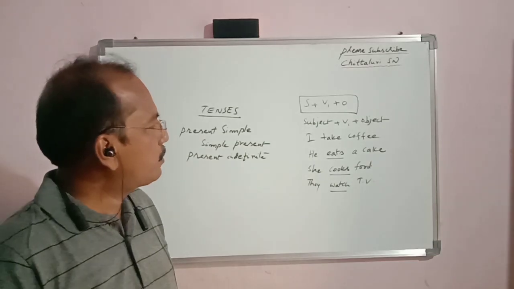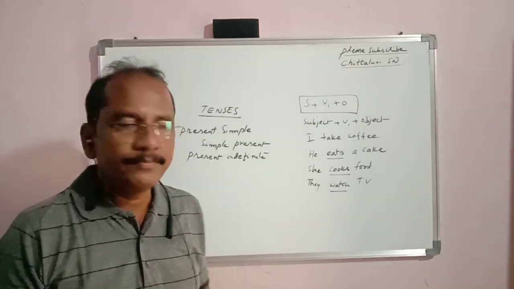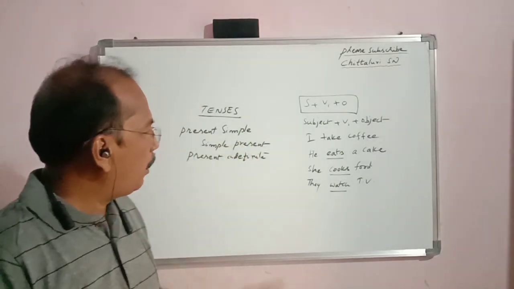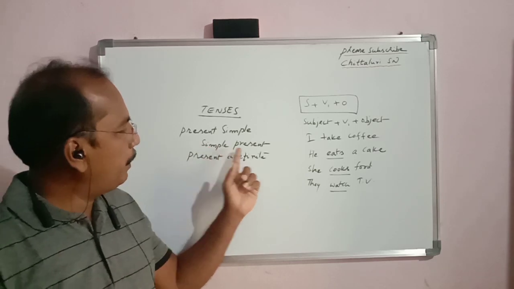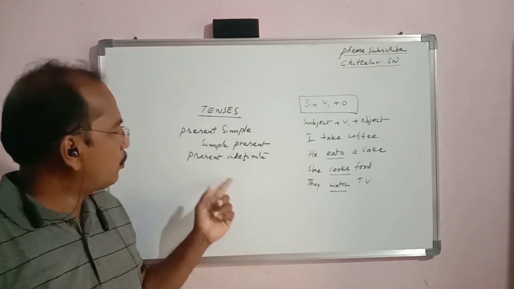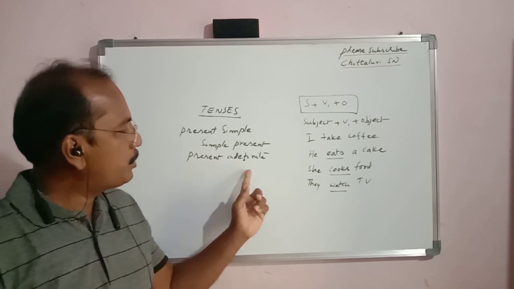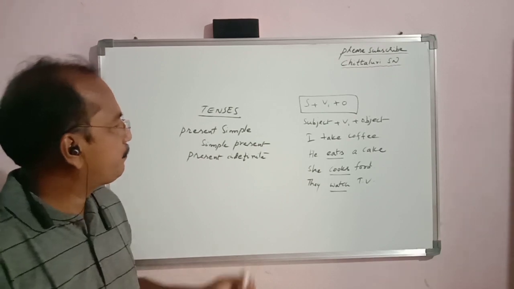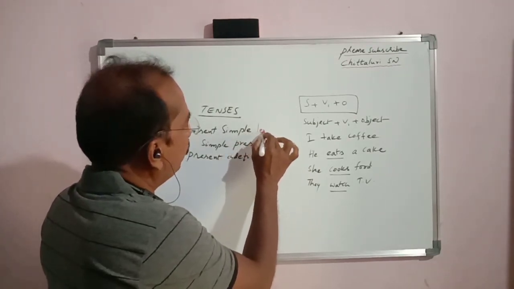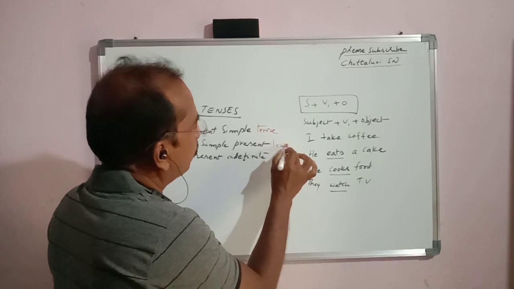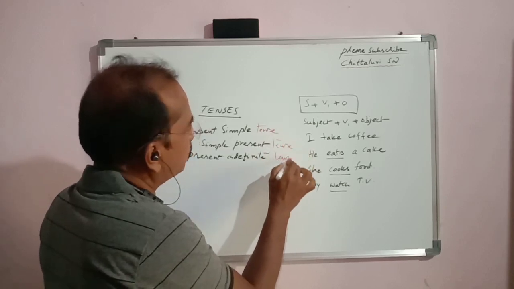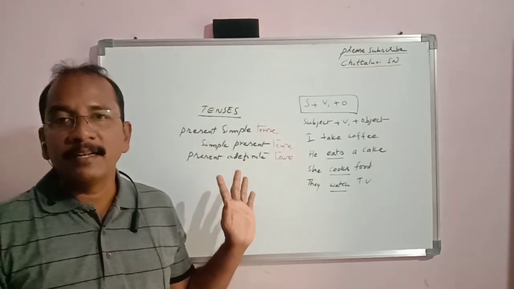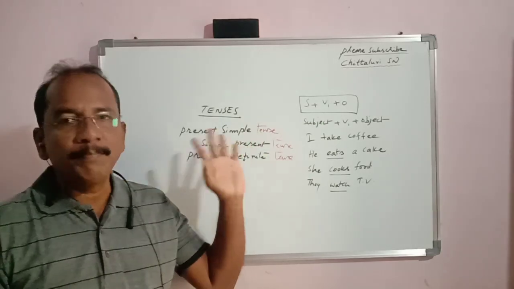In these tenses, today I am going to teach you about present simple, and it is also called simple present tense, and also it is called present indefinite. So present simple tense, simple present tense, present indefinite tense. With these three names we can call present simple tense.